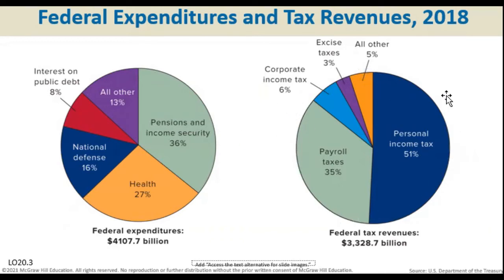And how is the revenue collected, right? 51% is from personal income taxes, and we have 35% from payroll taxes. Corporate taxes account for 6%. You have the excise taxes, and the other taxes account for the rest.